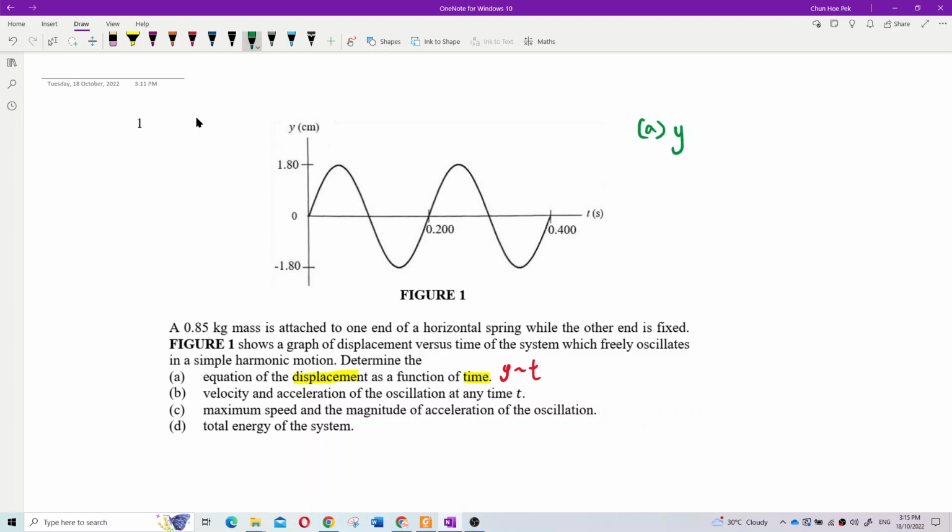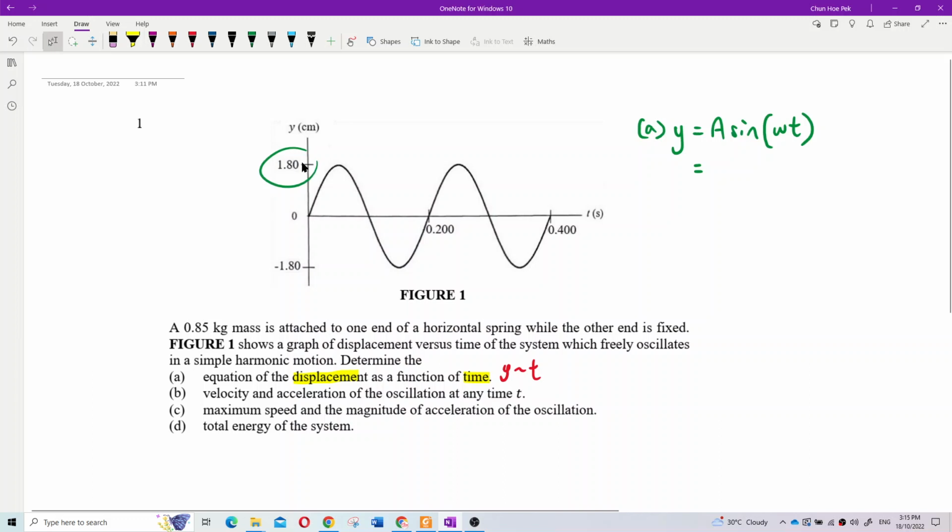y equals A sine omega t. That's our general formula. And so what is the amplitude? Our amplitude is this value, this is our A, and this is negative A. And then this is the period. Be careful with the unit. This is second, but this is centimeter. We need to change to meter. So be careful with all these units.